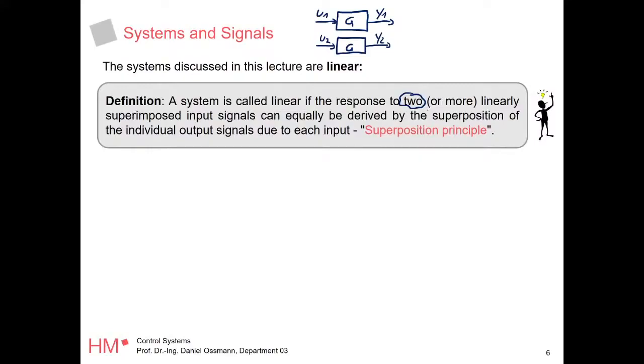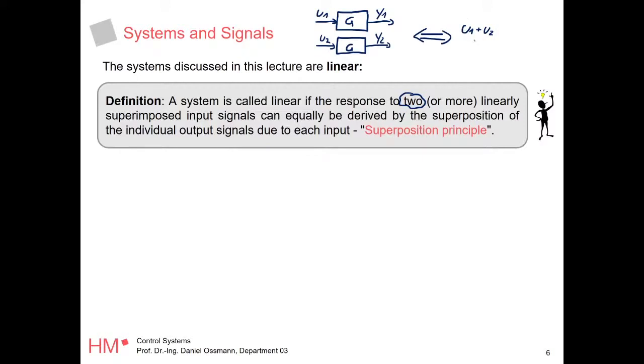So, what it says now is that superimposed input signals can be equally derived by the superposition of the individual output signals. What it means is that alternatively, instead of doing 2 experiments, we could do 1, but superimpose the 2 signals linearly. Superimposing linearly just means you can add these 2. So the point is you need to do this linearly. If you multiply them together, it's not going to be linear anymore.